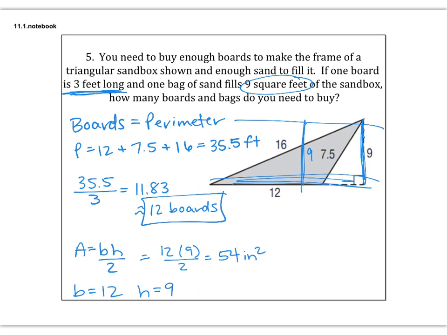Now each bag of sand fills 9 square feet, and the sandbox is 54 square feet. So you're going to take 54 and divide by 9. You need 6 bags of sand. 12 boards, 6 bags of sand.